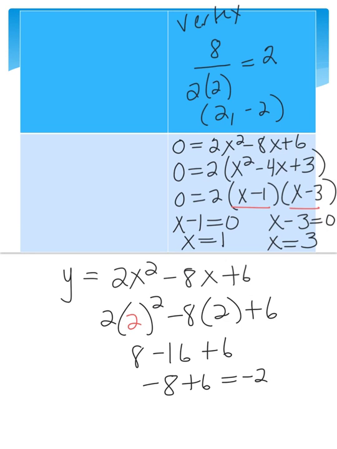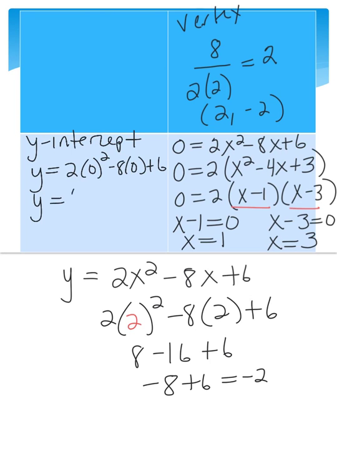The next step is to find the y-intercept. For a y-intercept, it's the value where x equals 0. That one's a little bit easier to solve because that's simply plugging in 0 for x. So we plug in a 0, we plug in a 0, and so we end up with y equal to 6. So our y-intercept is at 0, 6. So now we can go ahead and graph this.